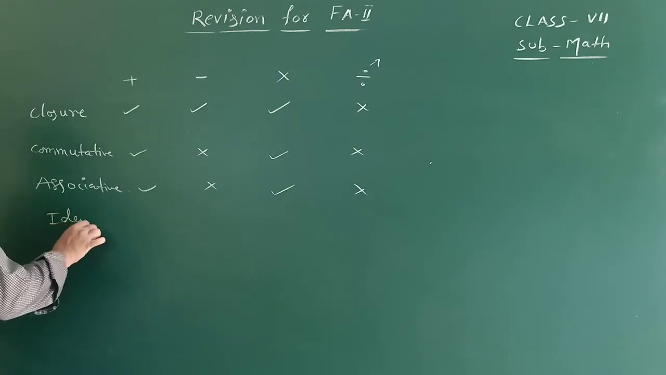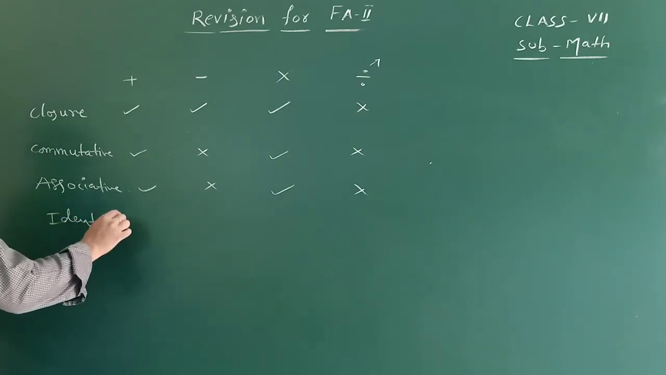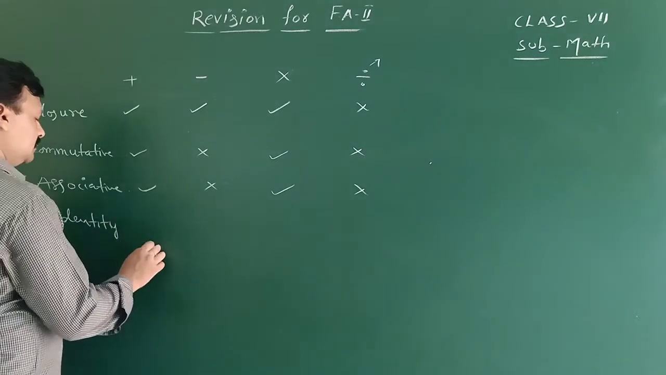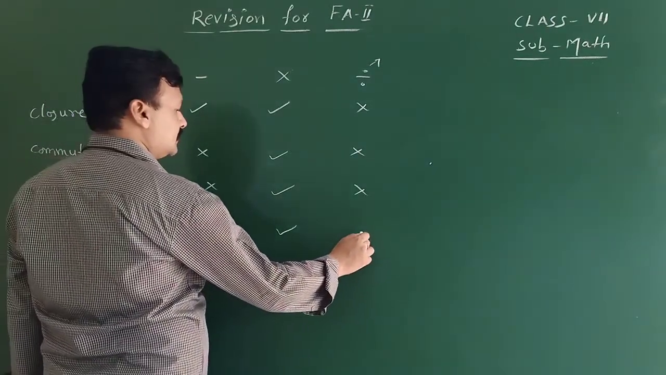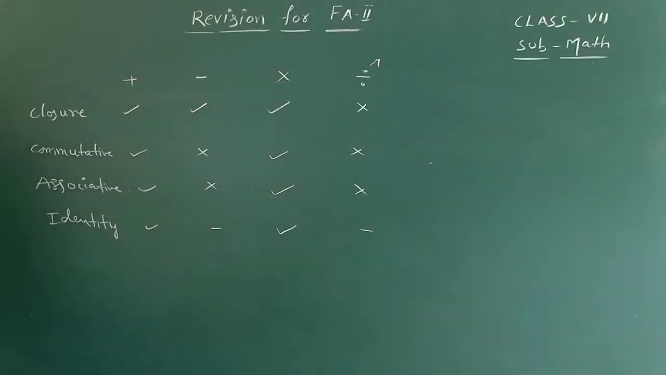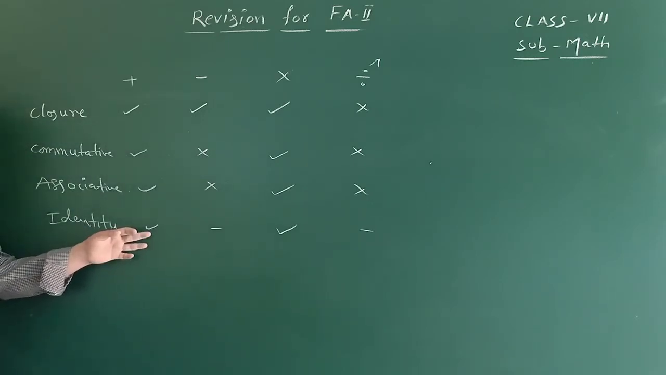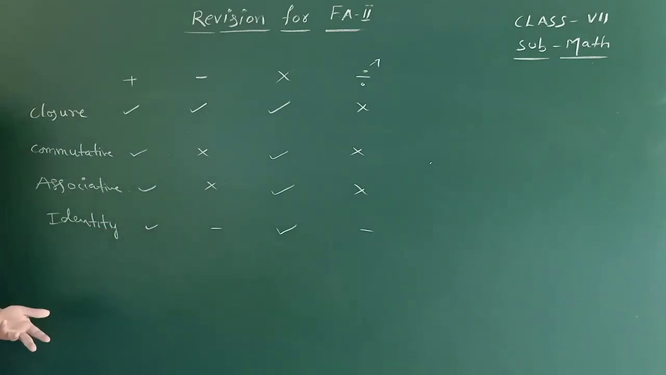Next, identity. Additive identity holds. Multiplicative identity also holds. There is no special clause for subtraction and division. Identity means 0 is added to any integer, you will get the same, either positive or negative, and 0 also gives the same. If you multiply any integer by 1, you will get the same integer. For positive by 1, same number, negative by 1, same number, and 0 by 1 also gives 0.